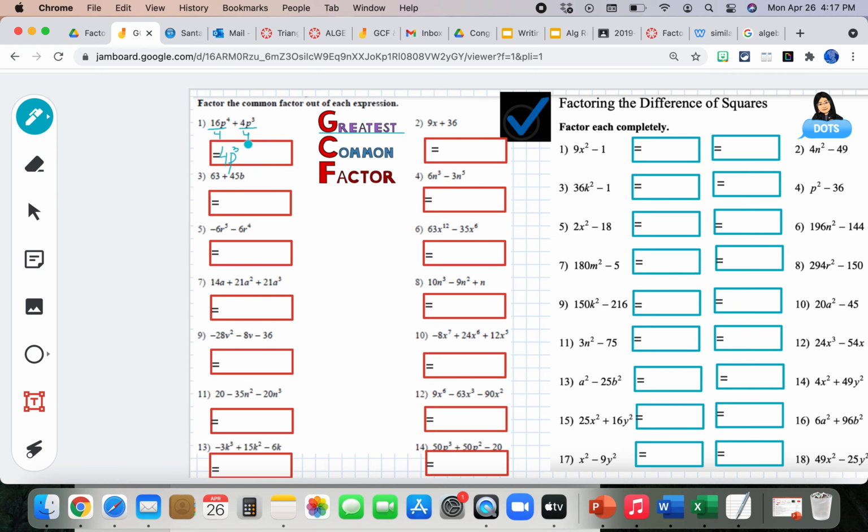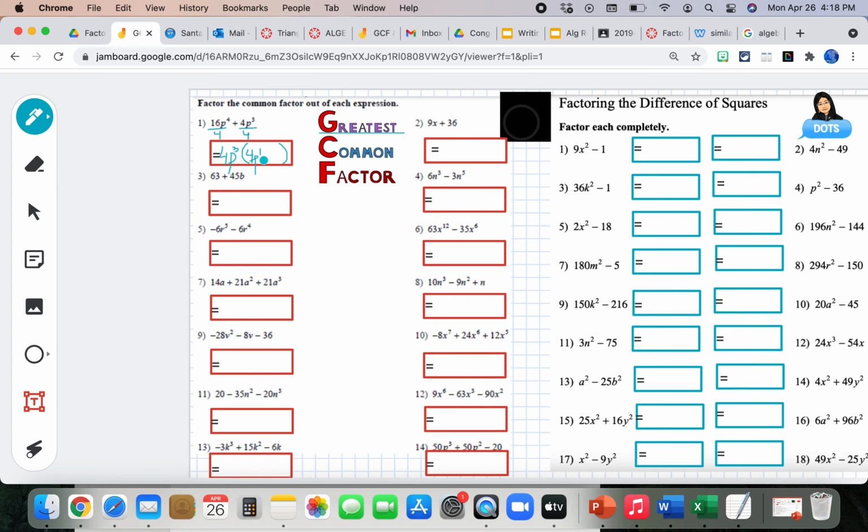Now, there is one more thing I want you to do though. You've got to create a factor that multiplies with this 4p cubed to get back to this problem. So we are going to see what can multiply to get 16. You can say 16 divided by 4, I get 4, right? Or 4 times 4 is 16. So inside this parenthesis, I'm going to get 4p because p to the third power times p to the first power will give me p to the fourth power.